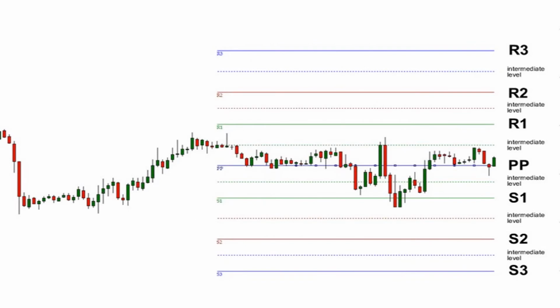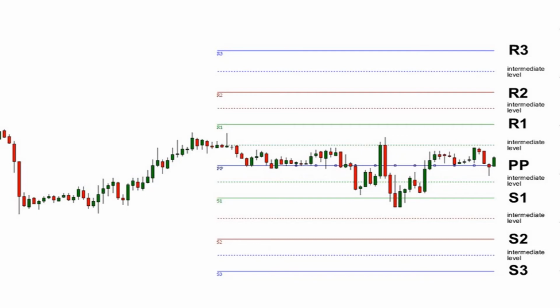As with all other indicators, you should know the formula behind the standard floor pivot points. And it's very simple. The pivot point, which will be represented in many charts as PP, is equal to the high plus low plus close divided by 3. If you look at the daily time frame, it would be the daily high, the daily low, and the daily close divided by 3. The main pivot point is the central pivot point based on which all other pivot levels are calculated.